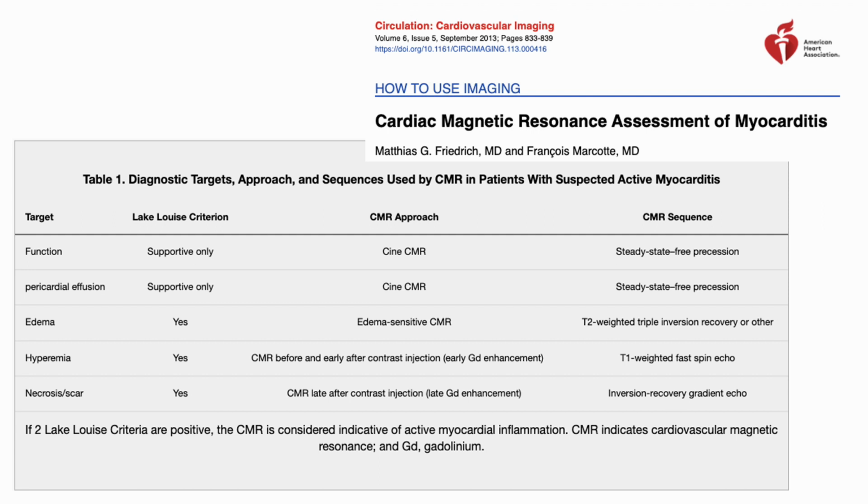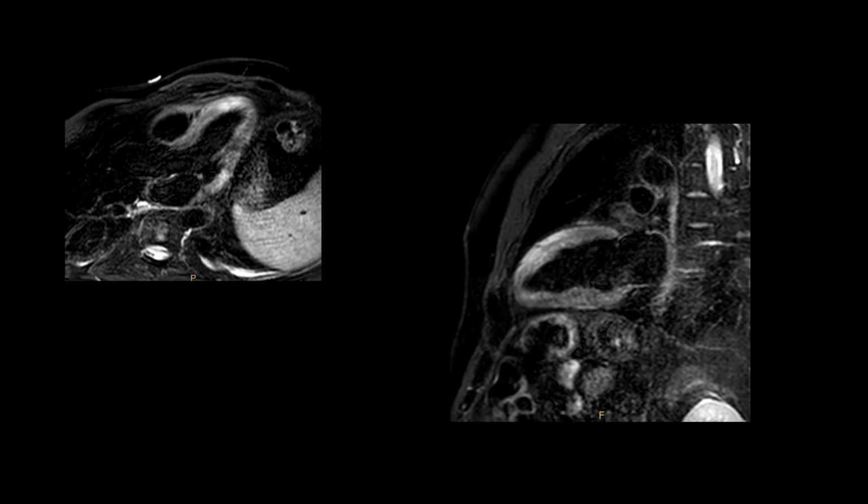During the recent decade, CMR has become the diagnostic tool of choice in tertiary care centers for patients with evidence for acute non-ischemic myocardial injury. CMR allows for targeting several features of myocarditis: inflammatory hyperemia and edema, necrosis and scar, contractile dysfunction, and pericardial effusion.